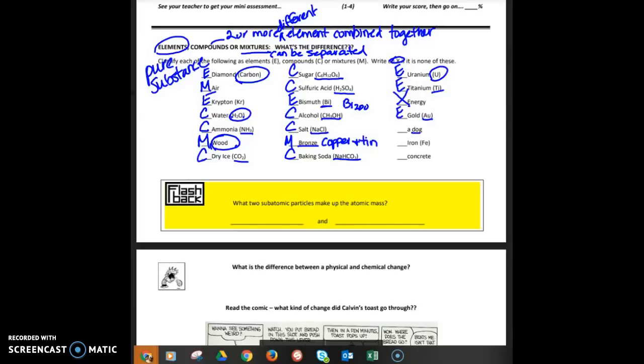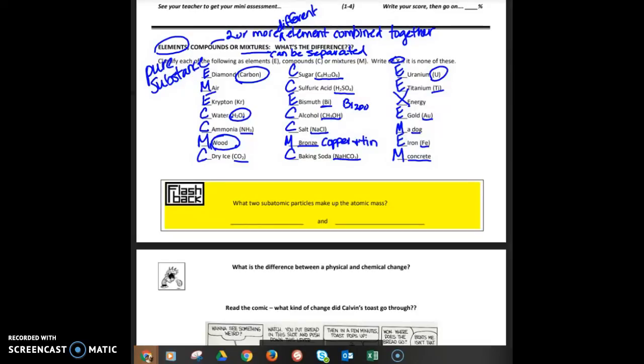A dog, or like us, or whatever, we are composed of different things. We've got lots of water in us. We've got some proteins. We've got some fat. We've got some bones. So we are considered a mixture. Iron on the periodic table of elements. And then concrete is a mixture of rock and lime, and not like lime, that kind of lime, but the chemical lime. So that is a mixture.